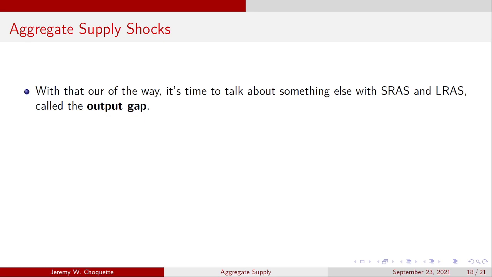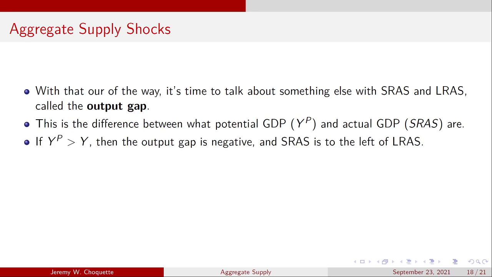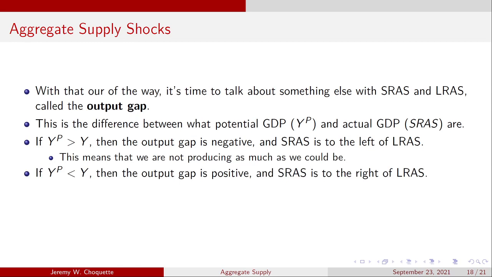Now, with all of that out of the way, it's time to talk about something else with these two, and it's called the output gap. This is the difference between potential GDP and actual GDP. If potential output is larger than actual output, then the output gap is negative, meaning we're producing below our potential, and short-run aggregate supply is to the left of long-run aggregate supply. Essentially, we're not producing as much as we could be.